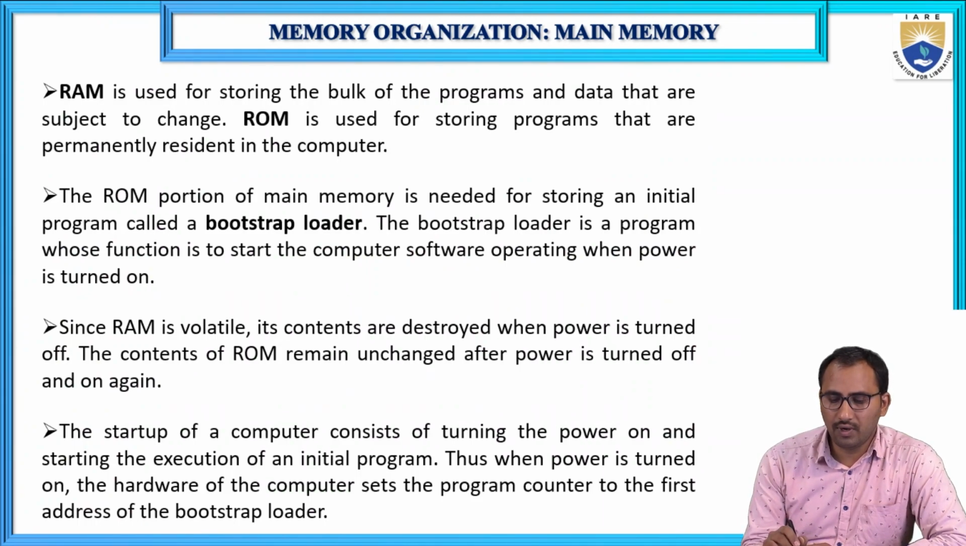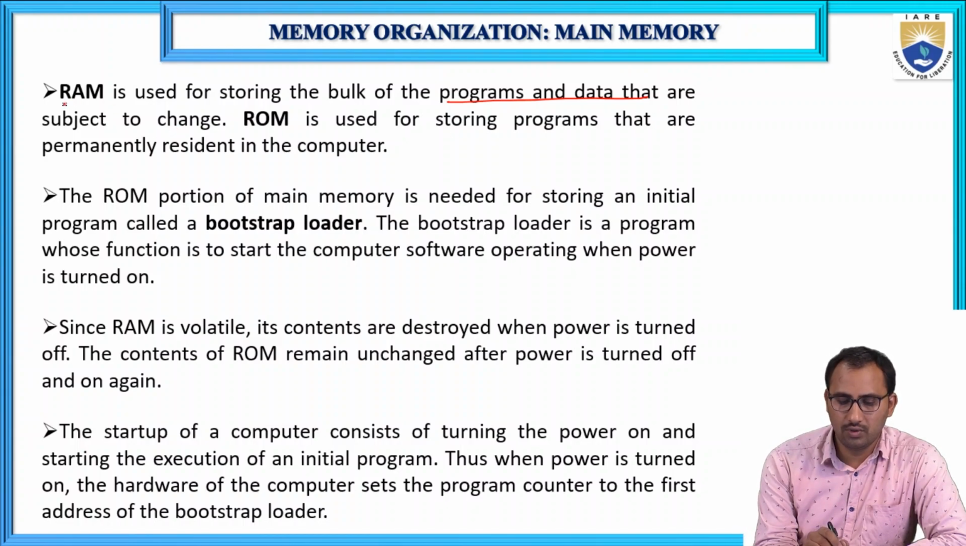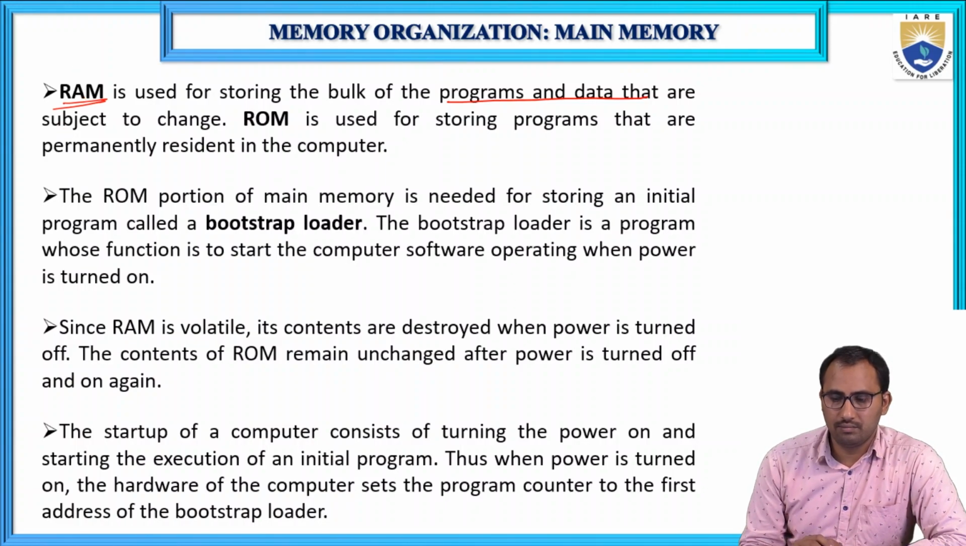The RAM is used for storing the bulk of programs and data that are subject to change, because the RAM is a temporary storage device. It is not permanent. That is why it holds programs and data that are subject to change. Also, the RAM is a volatile memory, so the data present in the RAM will be erased when we turn off the CPU.